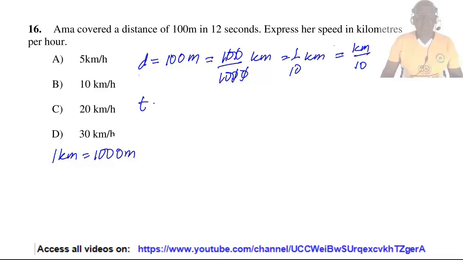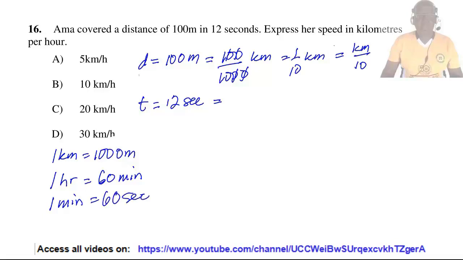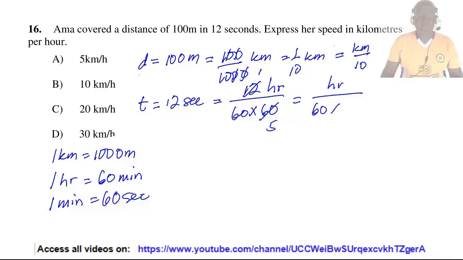Now the time T equals 12 seconds. But we know 1 hour to be equal to 60 minutes, and then 1 minute to be equal to 60 seconds. So the seconds into hours is going to be 12 divided by 60 times 60 hours. 12 goes here 1, 12 goes here 5. So we shall get hour divided by 60 times 5.